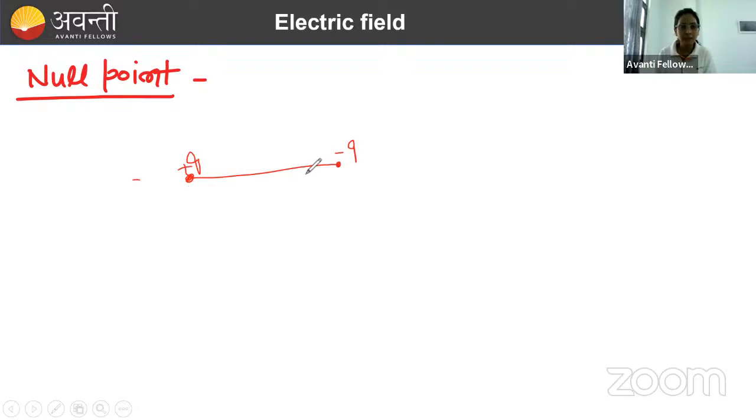So along the line joining the two charges, if we have to find the null point, first we will see in which space the electric field direction is opposite. We can get a null point in this region, or this region, or this region. So just draw the electric field lines first to find the null point position. For plus Q, the electric field lines will go out like this.